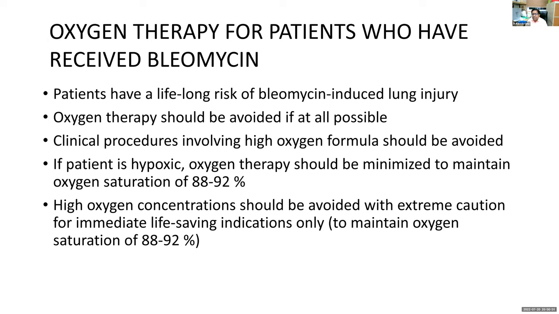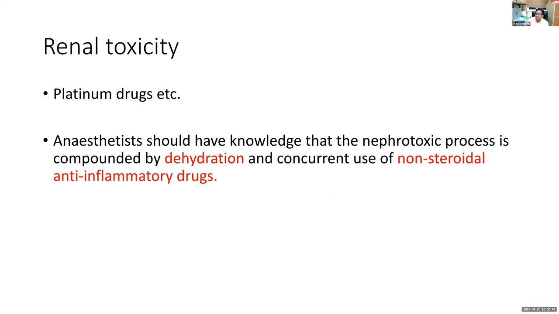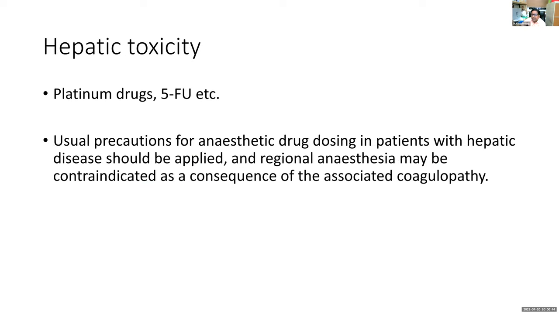We know that with oxygen therapy for patients who have received bleomycin, you have to be a little cautious. You need to accept a low saturation. FiO2 needs to be kept as low as possible in these patients because of the effect of bleomycin on the pulmonary functions. You also mentioned that these patients, especially those who have received platinum-based drugs, have renal toxicity. And hence, they could have a lot of dehydration and diarrhea. That leads to hypovolemia, which can further precipitate acute kidney injury in these patients. And hence, we should be careful not only about dehydration, but about causing any additional insult to the renal function, like avoiding the use of NSAIDs and maintaining good hydration for these patients.